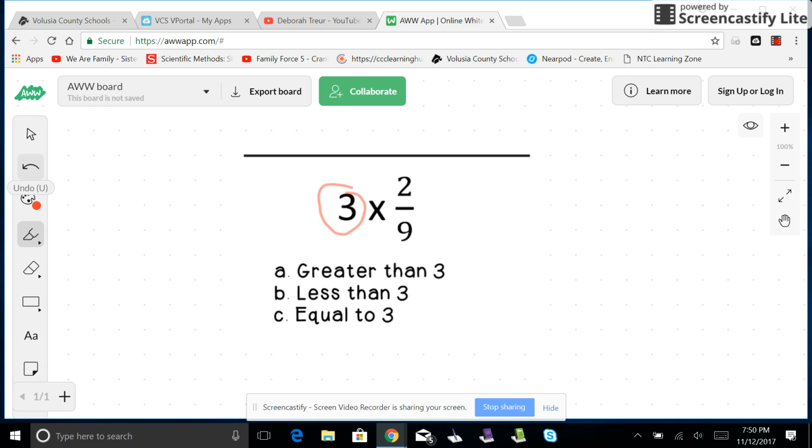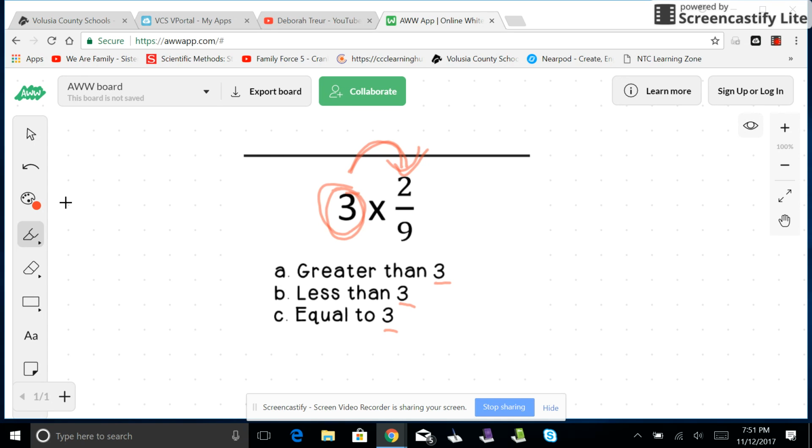Then to determine whether our outcome is going to be greater than or less than, we look to see what is being multiplied. Here it's asking a comparison to everything with 3. So we're using 3 as our number, and we're looking next door to our fraction. And we know that when we multiply something times a fraction, it's always going to be less than, because we know that a fraction is less than a whole number.